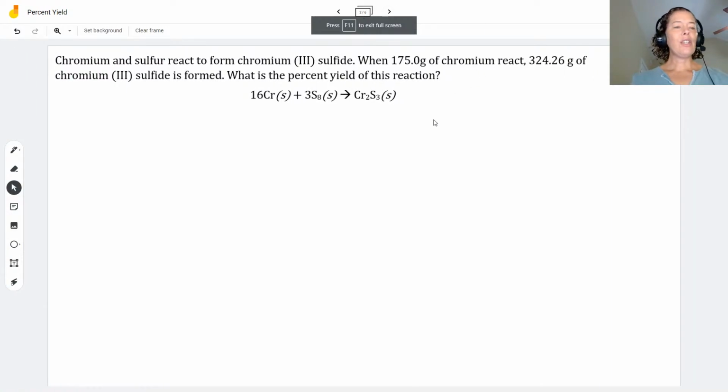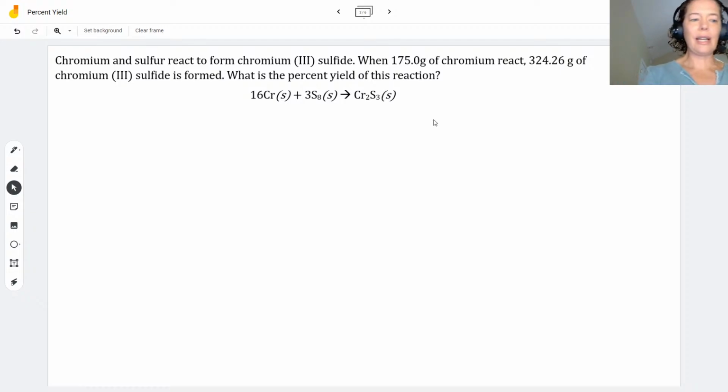Okay, so here's our first, again, simple problem. Chromium and sulfur react to form chromium 3 sulfide. When 175 grams of chromium react, 324.26 grams of chromium 3 sulfide is formed. What is the percent yield of this reaction? And they give us a reaction, and it is already balanced, so we are go.